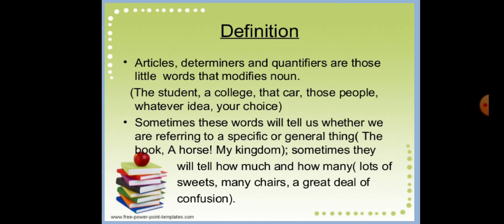Now you see the definition of articles. Articles, determiners and quantifiers are those little words that modify nouns. Sometimes these words will tell us whether we are referring to a specific or general thing. Sometimes they will tell how much and how many. Lots of sweets, many chairs, a great deal of confusion.